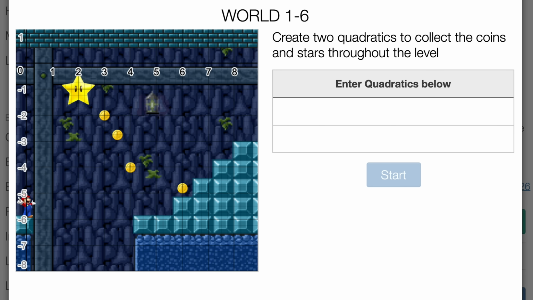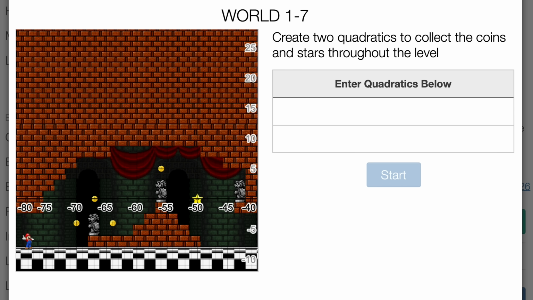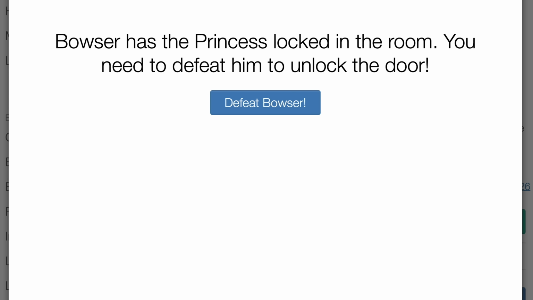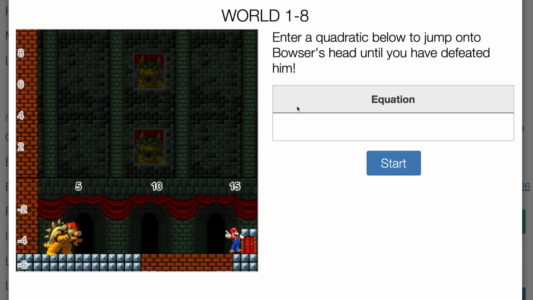Okay. 5th world, 6th world. Give me some kind of new challenge. Ooh. These are looking... Wait. Bowser has the princess locked in the room. You need to defeat him to unlock the door. There's a button. Defeat Bowser. Yeah, okay. I'll just click the button. Oh, that just launched the puzzle. Enter a quadratic below to jump onto Bowser's head until you have defeated him.